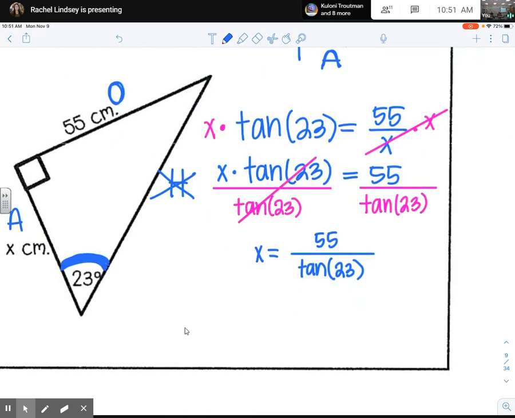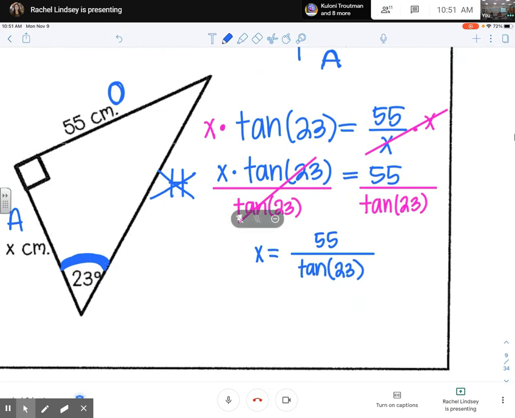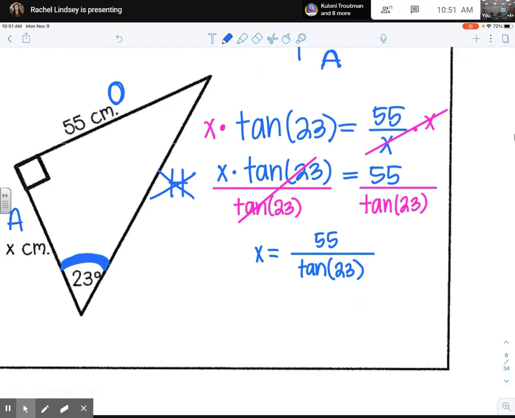That's a big number for a little triangle. It's not actually accurate. Yeah, I mean, the pictures aren't drawn to scale. Yeah.